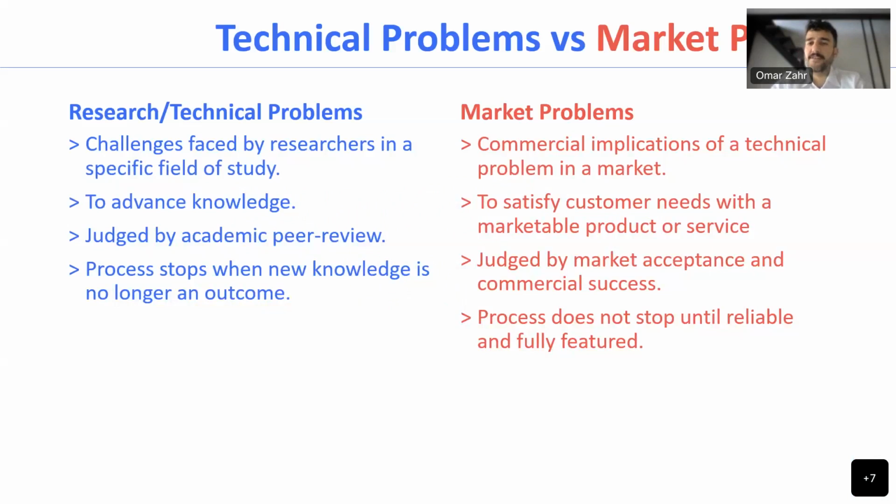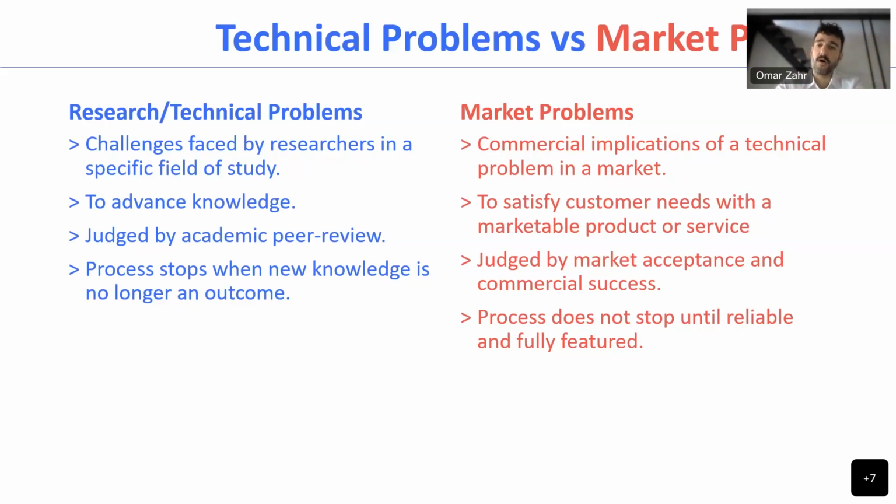And that is highlighting the difference between technical problems and market problems. So as a researcher, you're in the business of solving technical problems, research problems. These are challenges faced by researchers in a specific field, obviously. And the primary mandate, the primary motivation of you pursuing this field advancement is to advance knowledge. The product, if you will, of your research is going to be a paper that gets proliferated across the scientific community. It's going to get judged by academic peer review for scientific rigor. And your process stops when new knowledge is no longer an outcome. Essentially, when the scientific value of what you're doing is no longer benefited by proceeding with the research.